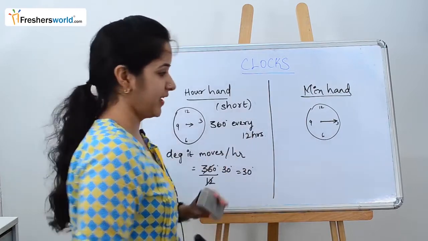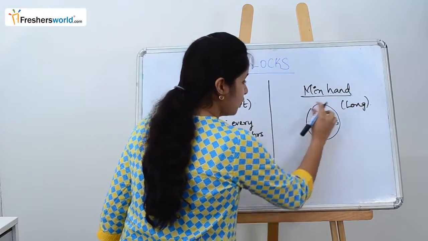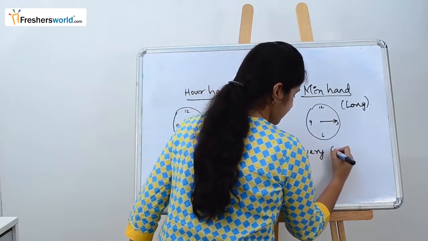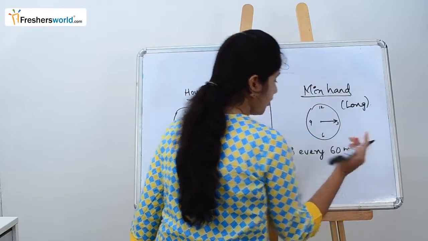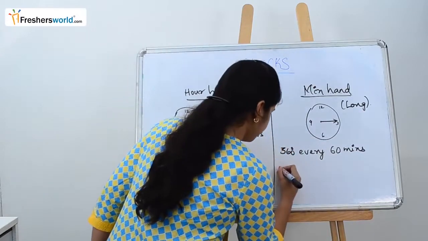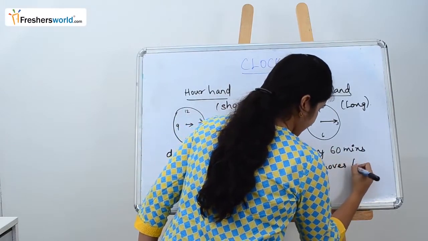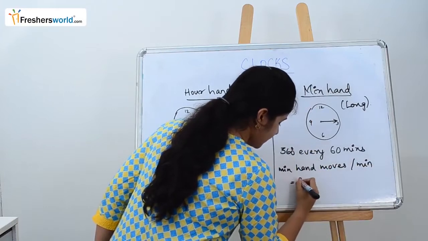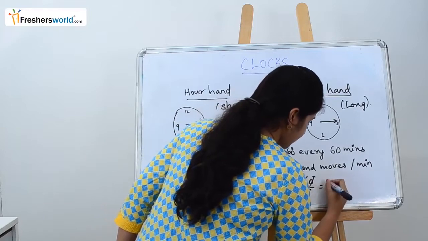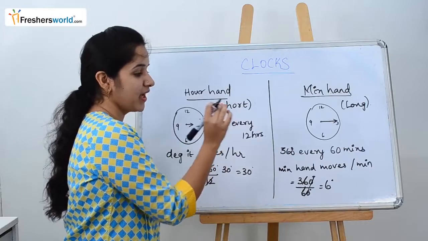So let's go to the minute hand. Similarly, we call the minute hand the long hand. It moves 360 degrees every 60 minutes. So we want to know how much the minute hand moves every minute. It is nothing but 360 by 60, which is 6 degrees. So the minute hand moves 6 degrees for every minute.